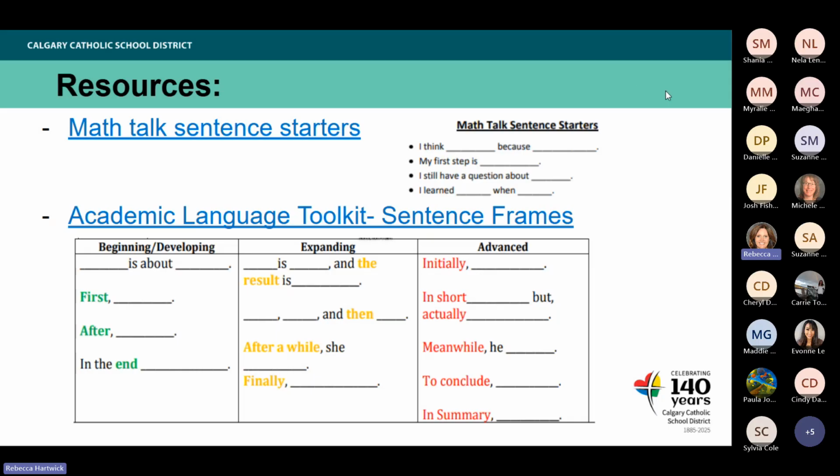And I just wanted to share a few resources. Again, these are all linked on the PDF of the slides that I sent you. Our amazing math curriculum team has a document with math talk sentence starters. So if you're teaching math and you're wondering how you can incorporate cohesive devices in your math class, there are some examples of sentence starters here. And then there's an academic language toolkit. I just took a snip of one section. If you're wanting to use more sentence frames and sentence starters in your class to help model for students, this document has tons of great examples.